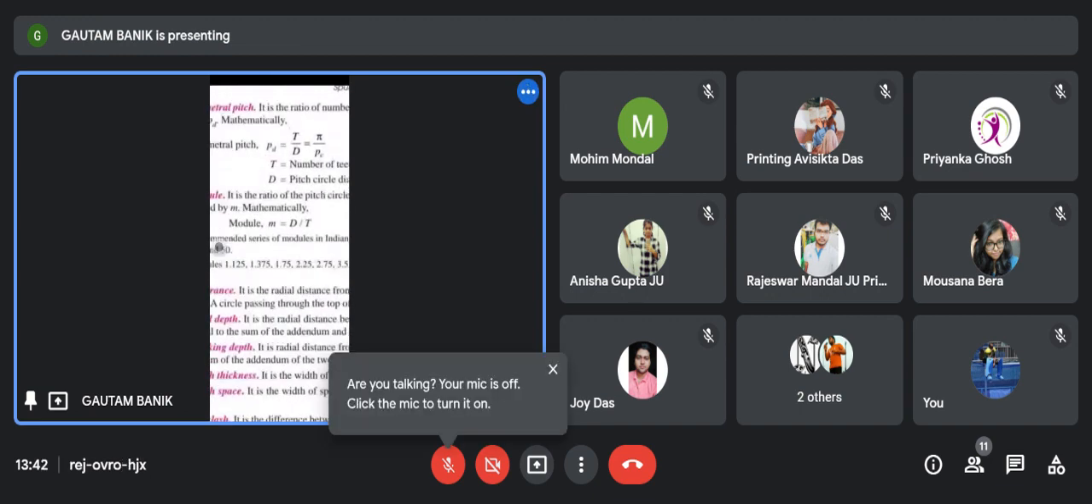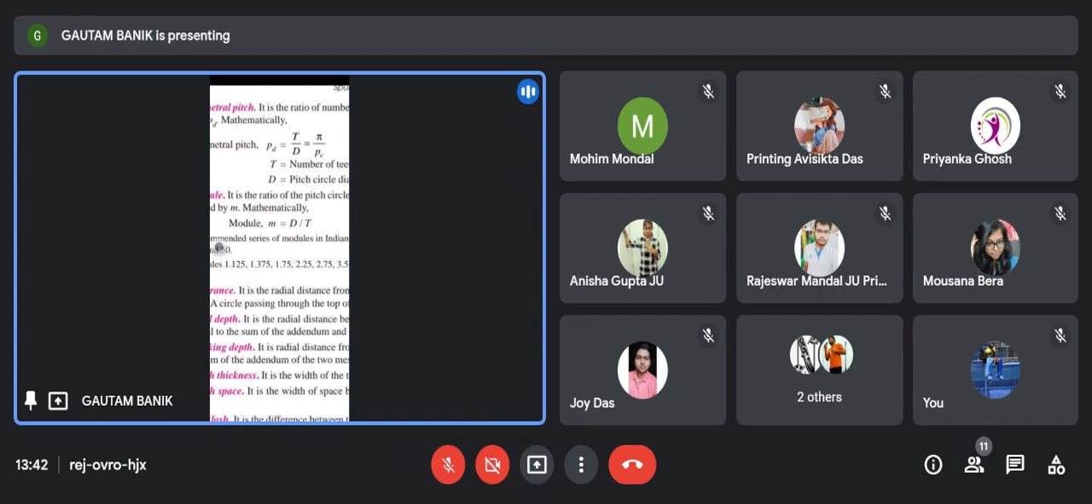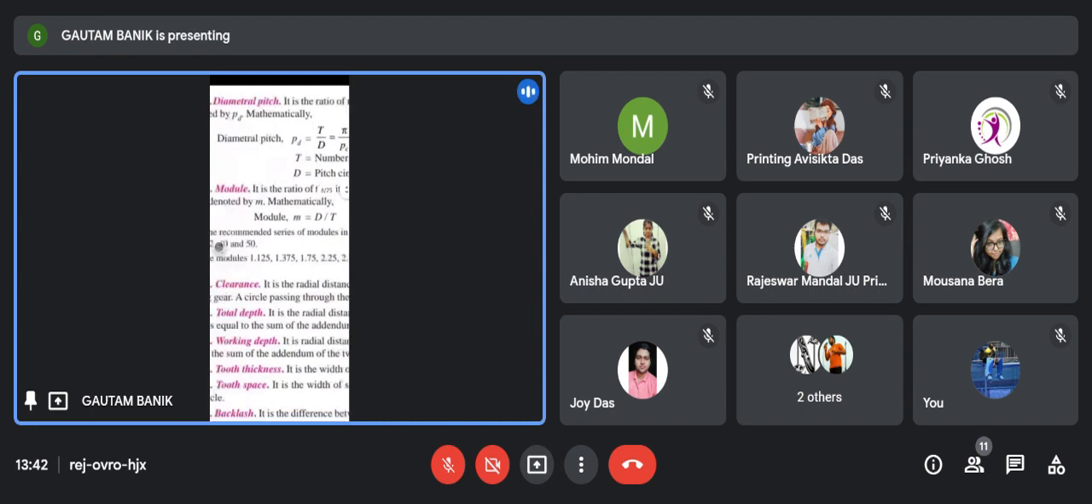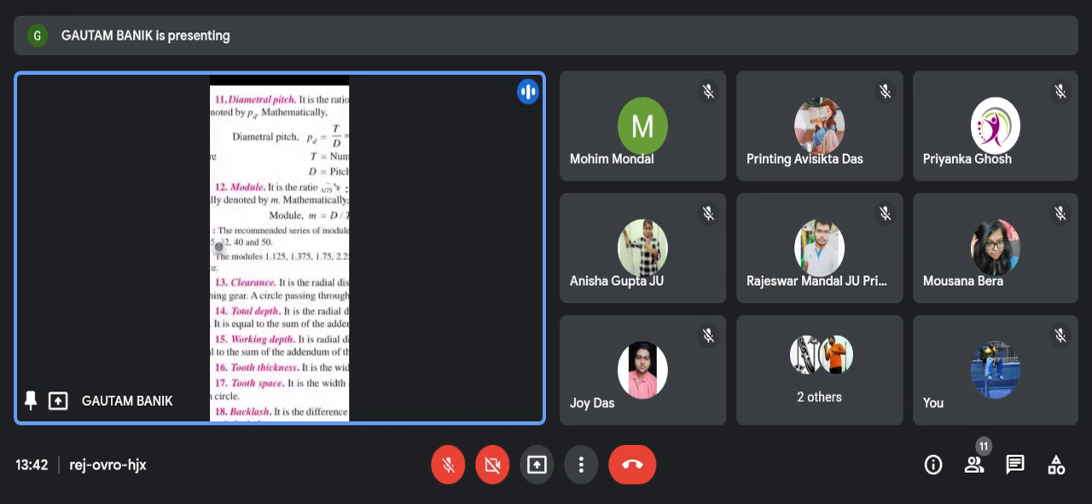It is equal for all gears. So D by T is called the module. Module is the only other parameter that is equal for all gears. Otherwise, they will not mesh together. So in meshing gears, that will be equal. So module is a standard module for this part.